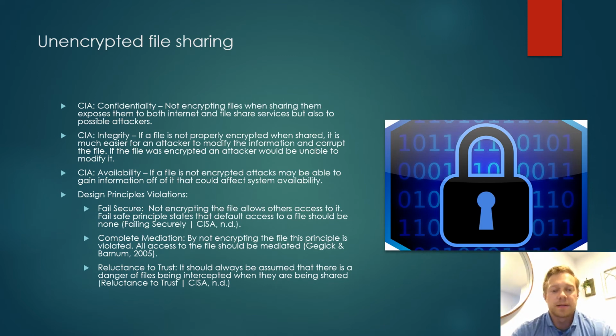Not encrypting the files allows others to easily access it. The fail-safe principle states that default access to a file should be none. So fail-safe says that if there's an object, by default, you should have no access to it. So if it's not encrypted, other people have access, which violates this principle. Complete mediation: by not encrypting the file, the principle is violated. File access should be mediated. There should be a control put in place. Reluctancy to trust, again: you should always assume someone is trying to intercept your files and encrypt them.